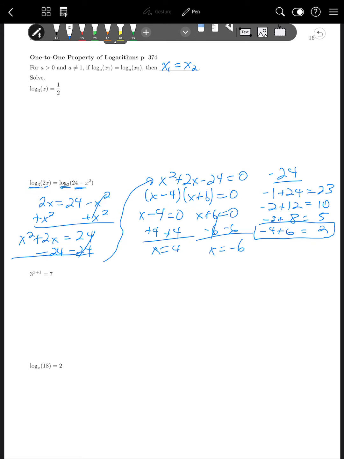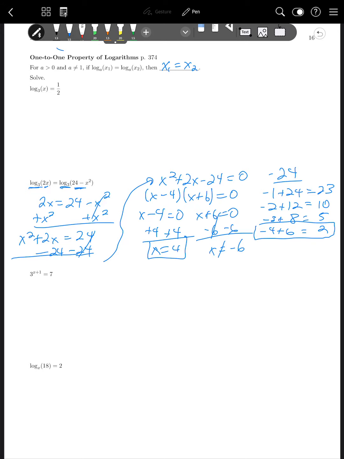So you want to make sure neither of these gives us a negative inside the logarithm. So 4 works out okay. We get log base 3 of 8 and log base 3 of 8. So that one works. But if you try to put negative 6 in, 2 times negative 6 is negative 12. That's negative, so that's not a solution. When you're dealing with equations that have logarithms, you can get erroneous roots, just like problems we've done previously with square roots.